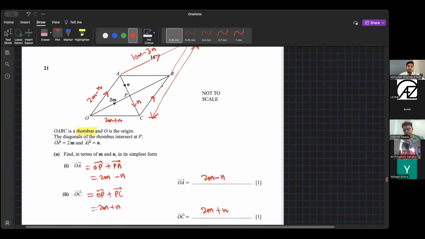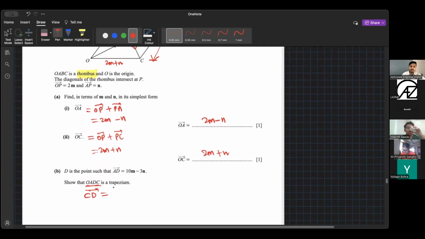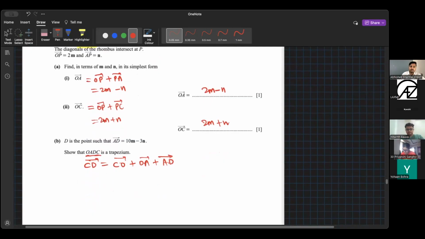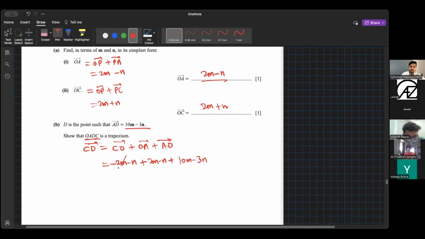So how can we find CD? CD will be CO plus OA plus AD. So CO is how much? CO is opposite of OC. So minus 2m minus n. OA is already here, 2m minus n. AD is given to us, 10m minus 3n. So this 2m will cancel out. 10m minus 3n minus n, 10m minus 5n. This is CD.